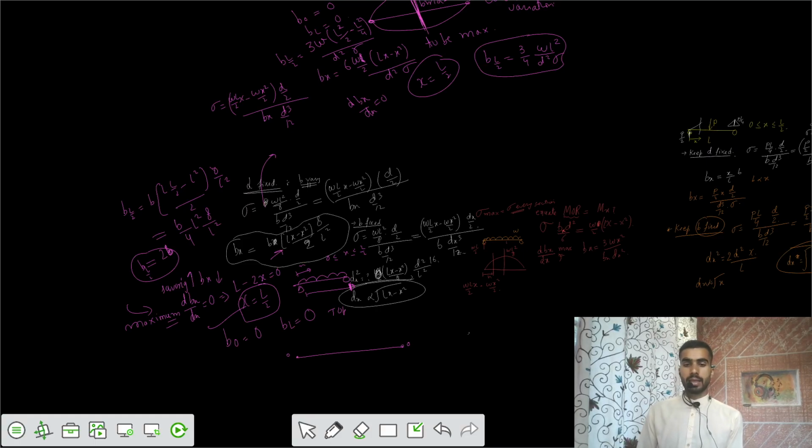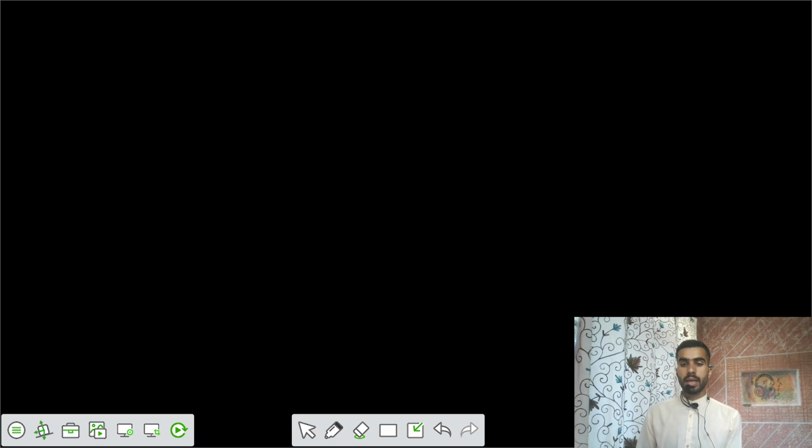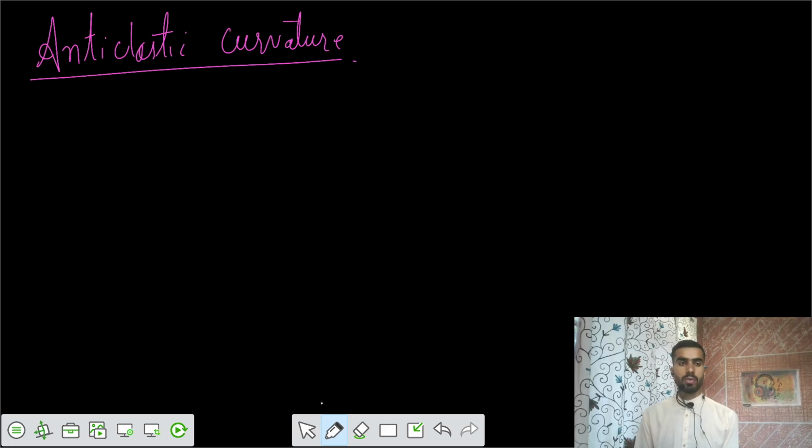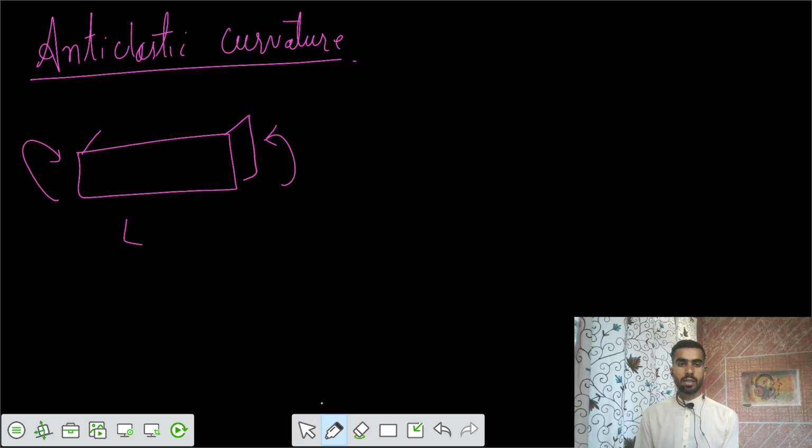Let's have the next topic, called anticlastic curvature. So you applied a sagging bending moment on the beam in the longitudinal direction. We can say you applied a moment in the z direction. So what's happening on the beam? It got sagging curvature. Sagging curvature got developed.